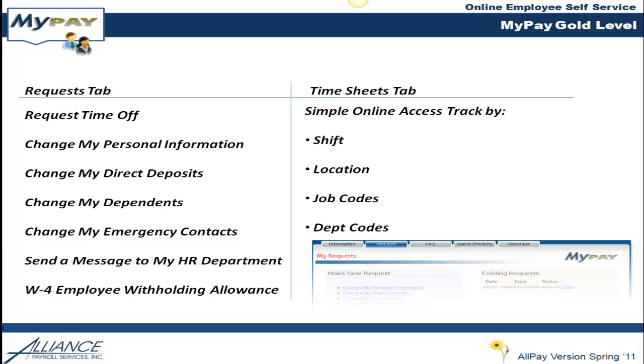First off, we have the request tab. From the request tab, your employees are going to submit information back to their supervisors, payroll, or your HR departments. That's going to cover things like requesting time off, changing personal information, direct deposits, adding and modifying their dependents and emergency contact information. They can send secured messages back to your HR department and make modifications to their W-4 forms.